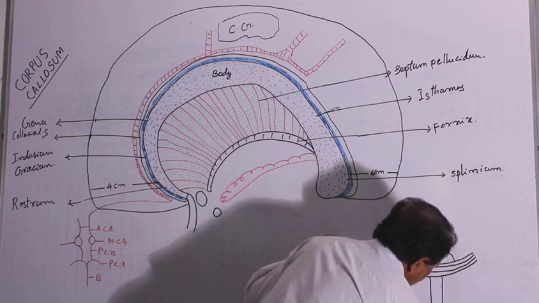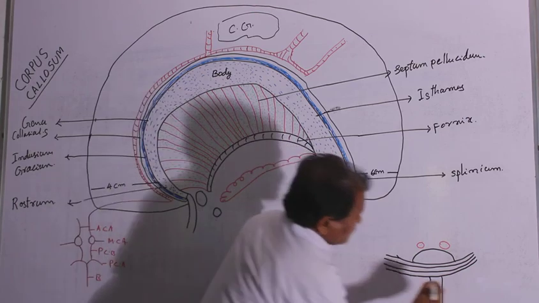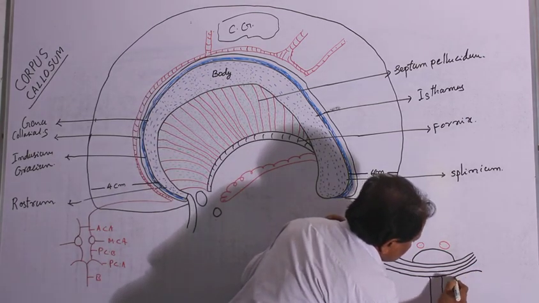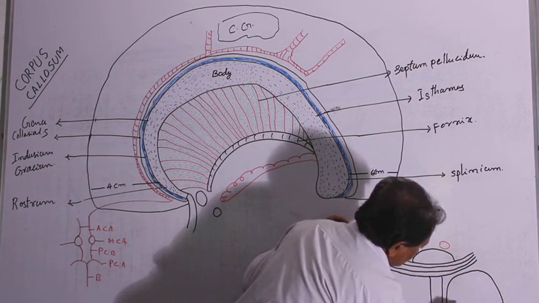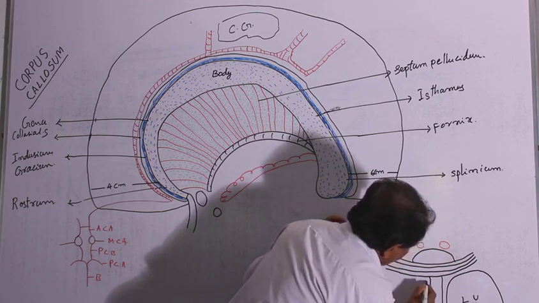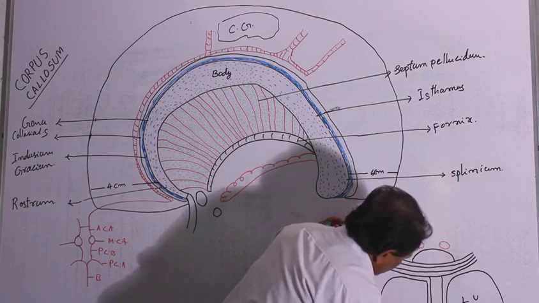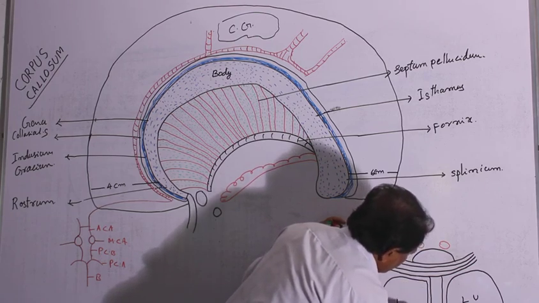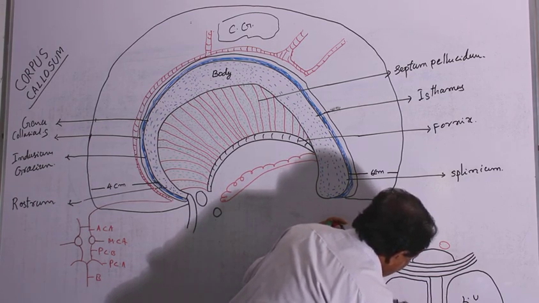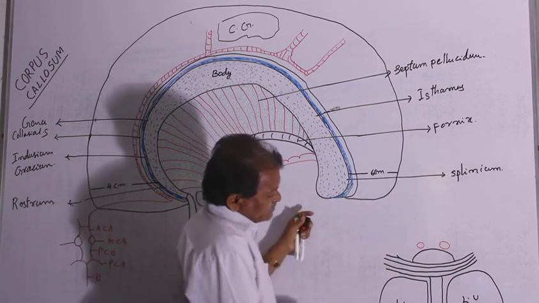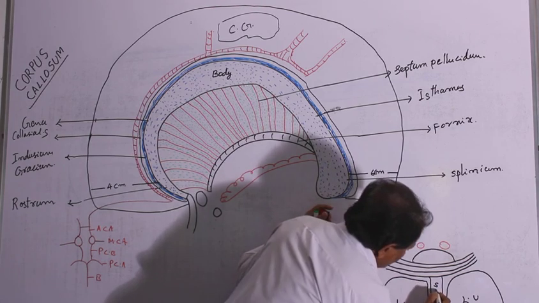This septum pellucidum separates the right lateral ventricle from the left lateral ventricle. This one is the left lateral ventricle, and this is the right lateral ventricle, right side, and this is the lateral ventricle on the left side. They are separated by this septum pellucidum.